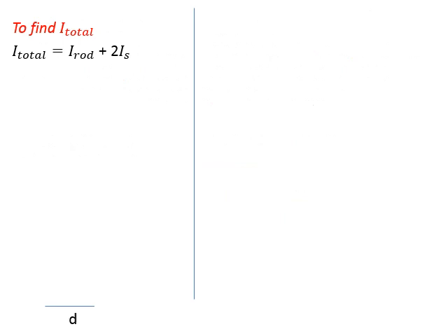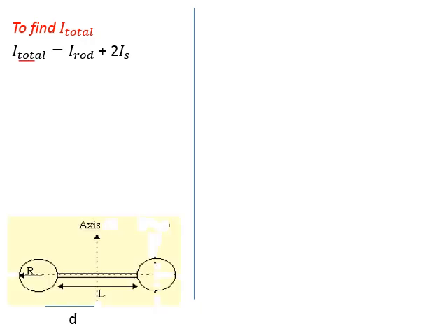Let us find out the moment of inertia of the system. Let us call it the total moment of inertia of the system. This total moment of inertia is the sum of the moment of inertia of the rod about this axis and the moment of inertia of this sphere and of this sphere about the same axis. These three things we have to find out. Clear?